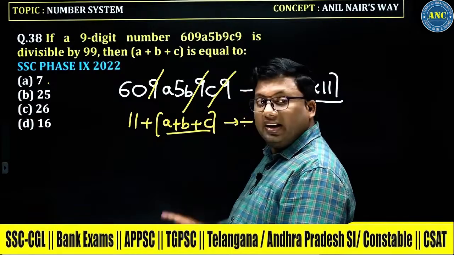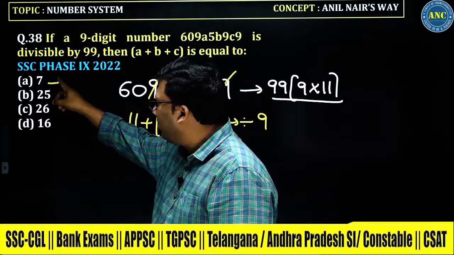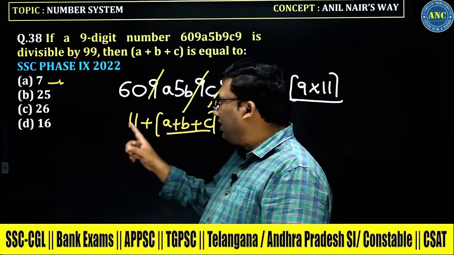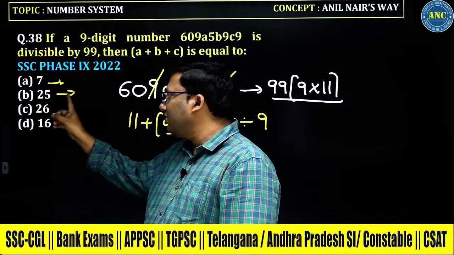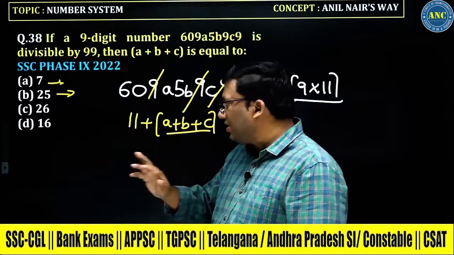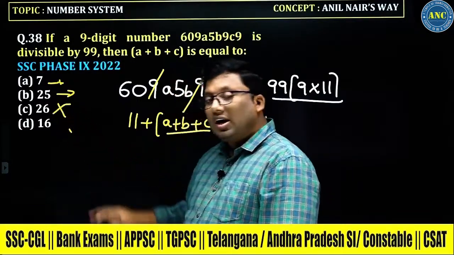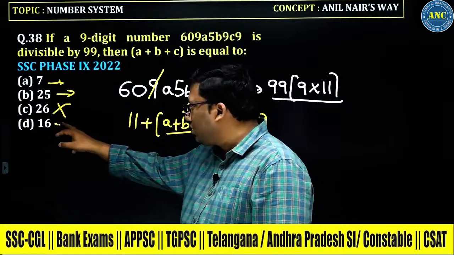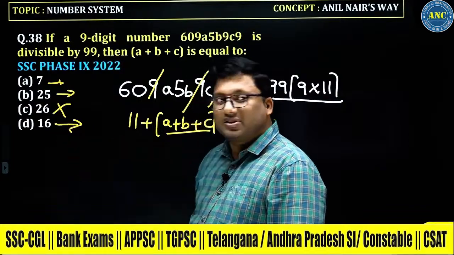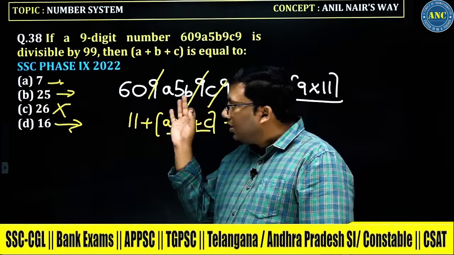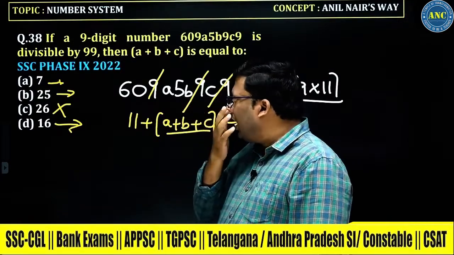11 plus 7, 18. 18 is divisible by 9. Yes. 11 plus 25, 36. It is also divisible by 9. 11 plus 26, 37. No. 11 plus 16, 27. Yes. That means only by using the divisibility rule of 9, I eliminated one option. Only one option I eliminated.